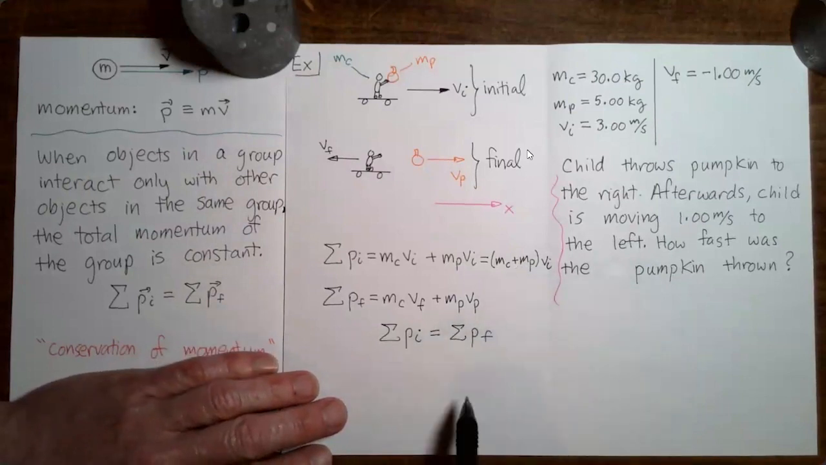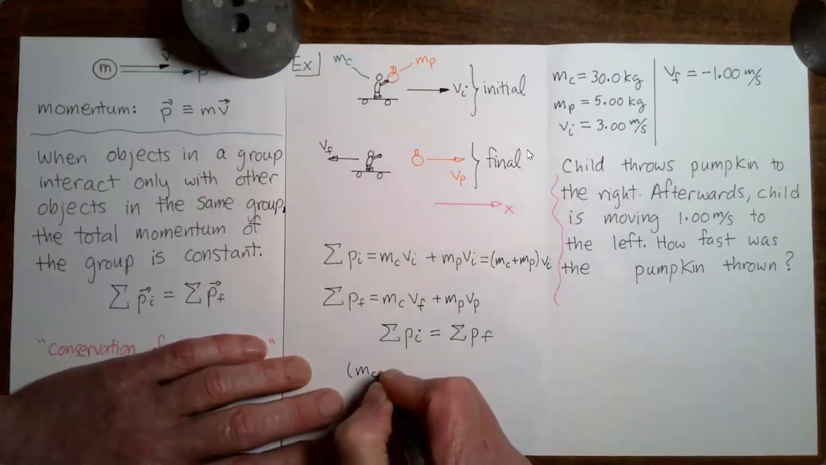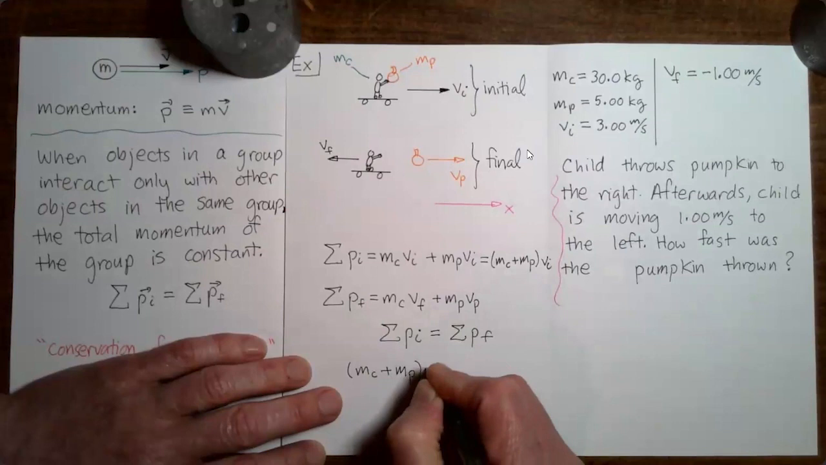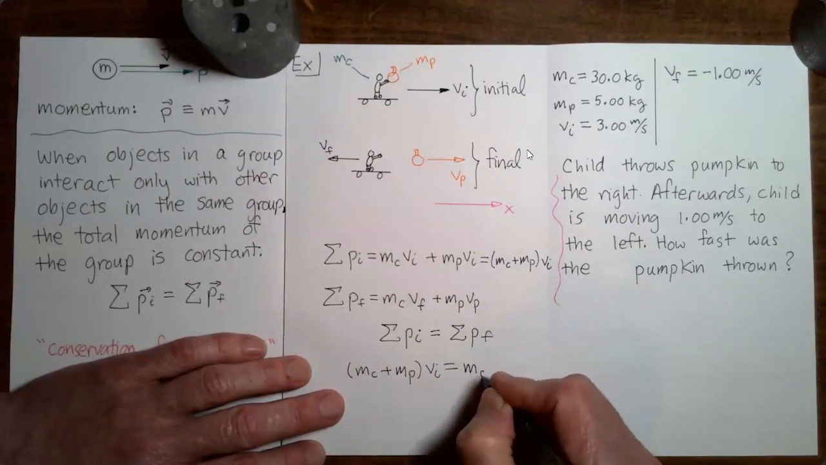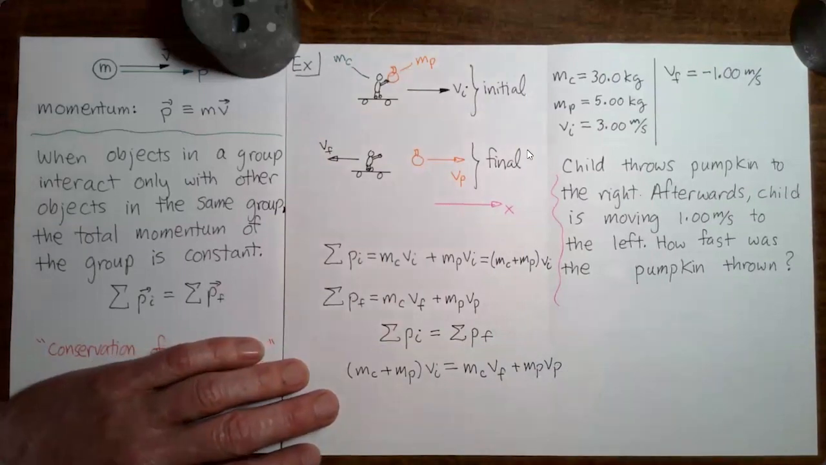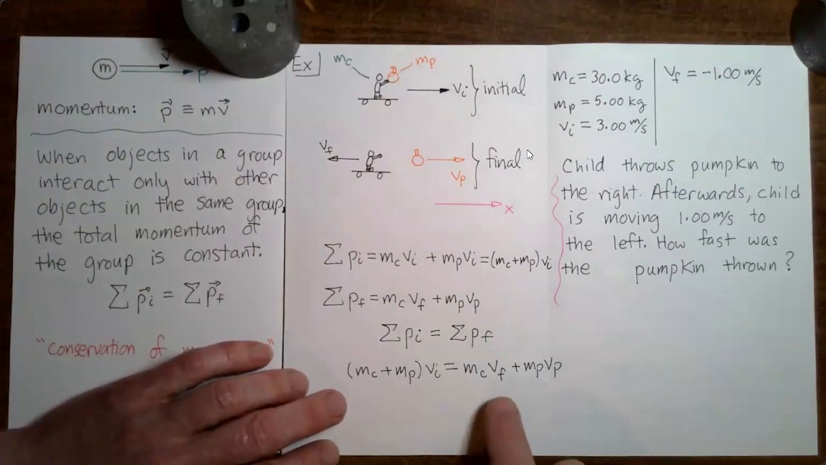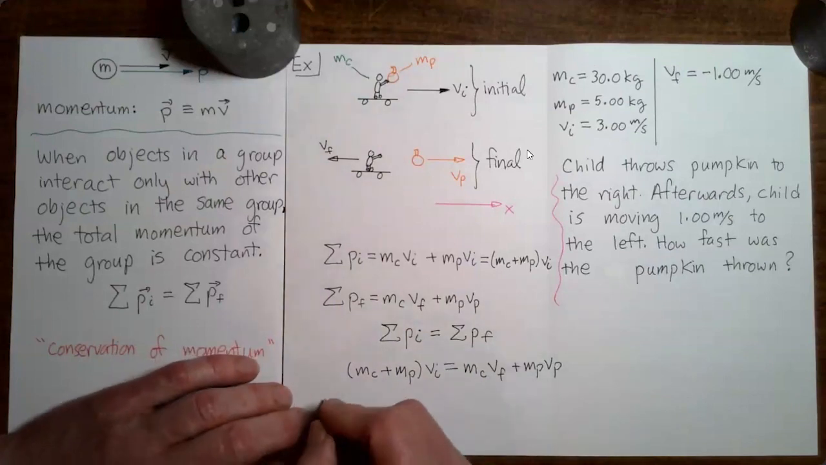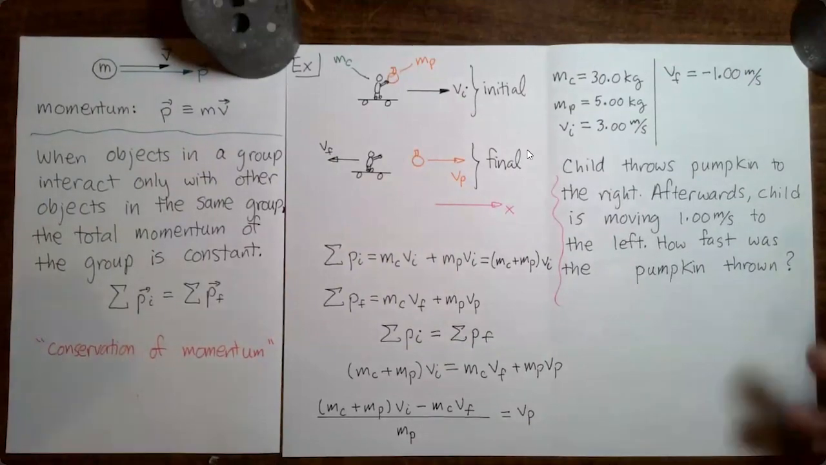So substituting into conservation of momentum now, I'm going to put mass child plus mass pumpkin times v initial on the left. So this whole expression goes on the right: mass child v final plus mass pumpkin v pumpkin. We're solving for the final velocity of the pumpkin, so we're just going to take this first term on the right, move it to the left, and then divide through by mp. Now to finish out the problem, all we need to do is flip the sides and make numerical substitutions along with units, and then just get our answer.